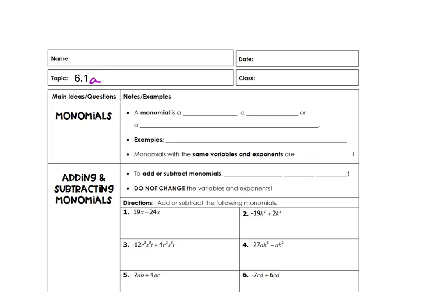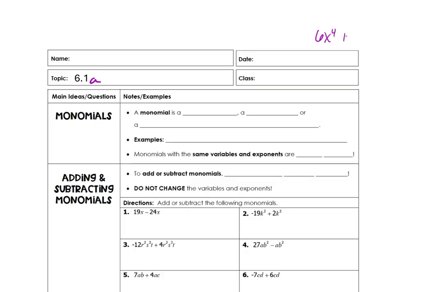Okay, so 6-1A, we're going to be working with monomials. We're going to be working with binomials and trinomials and exponents and lots of new things. We're going to start with just adding and subtracting them. And when you add and subtract when there's variables involved, can you think of a key phrase that we always say?